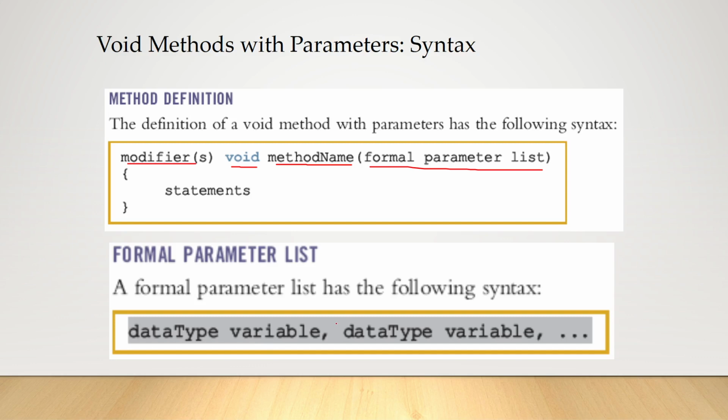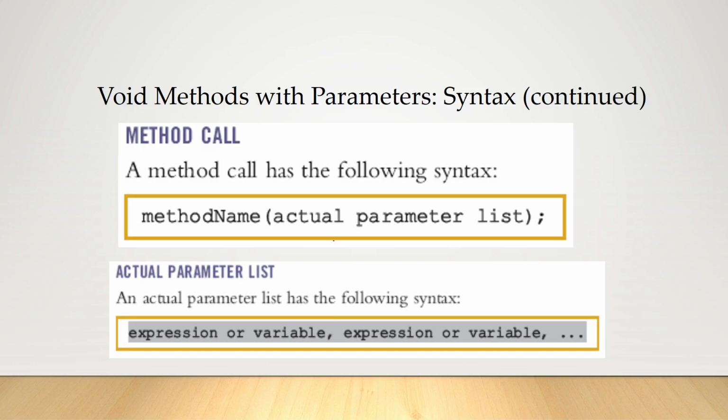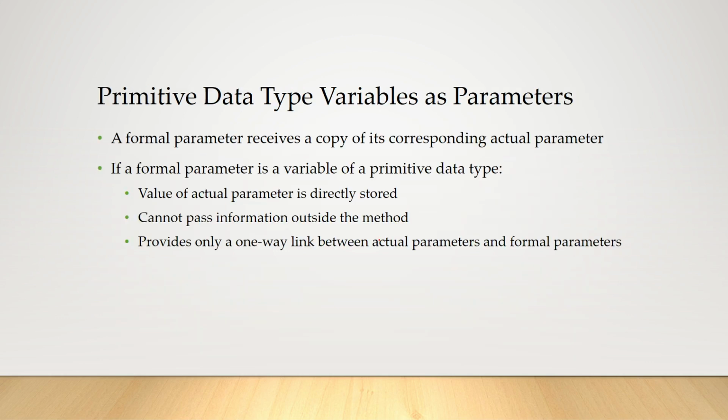Same as with the user-defined method, upon executing the void method, you must have the method call. The method call must be in this format: the method name and the actual parameter list. Again, the number of actual parameters here must match the number of formal parameters in the method definition. Now, you can use primitive data types as parameters.